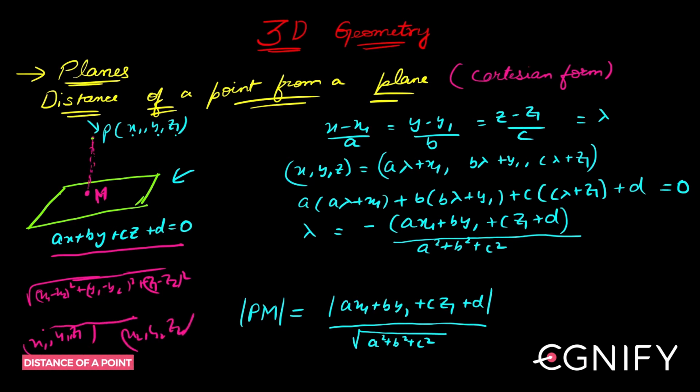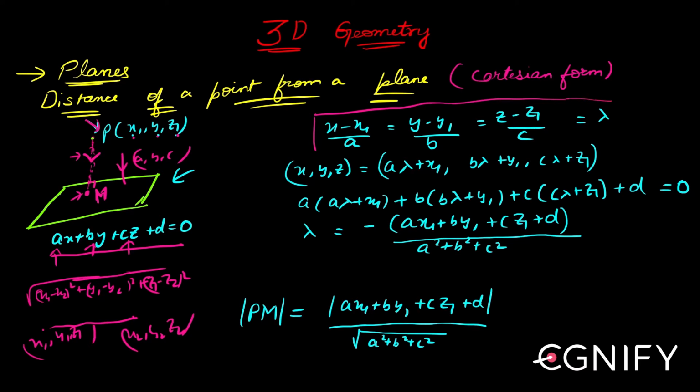So if I get the coordinates of M, I can get the distance. To get the coordinates of this, I will first construct this line PM. How do I construct the line? I will write the line in the symmetric form. The line is passing through the point x1, y1, z1 and I need its drs. How do I get its drs? The line is perpendicular to the plane. The drs of the perpendicular to the plane are a, b, c, right? I can straight away get that from the equation. That means the drs of this line are also a, b, c because this line is also perpendicular to the plane. So I can write the equation of the line in the symmetric form like this.